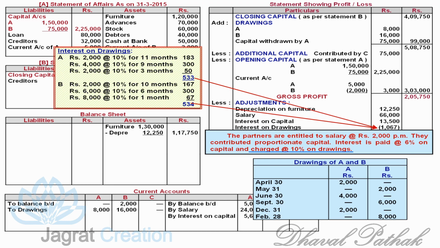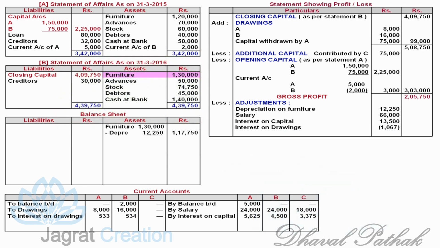So 1067 is to be added to the profit of 2,05,750. From that, depreciation, salary and interest on capital will be deducted, and this is to be debited to the current capital accounts of the partners. Now I can find out the profit. This profit will be distributed amongst the partners.